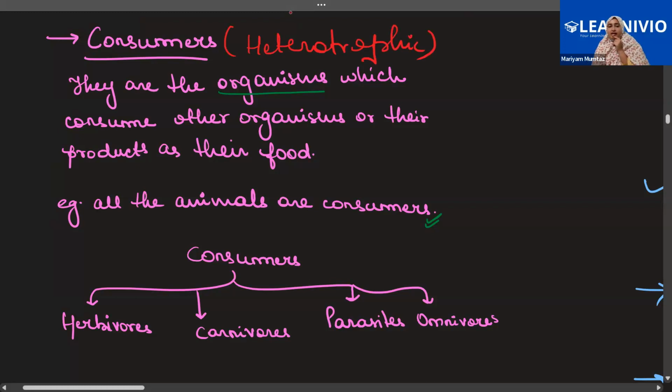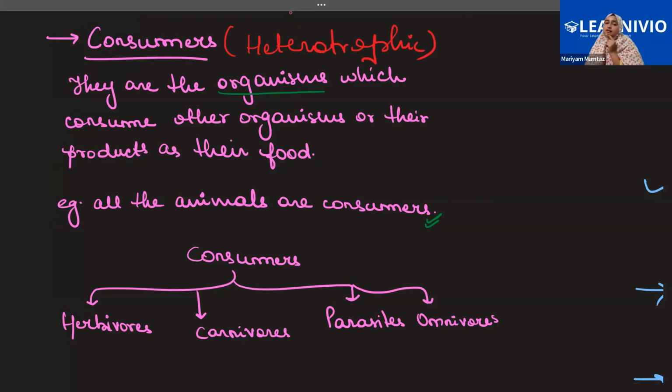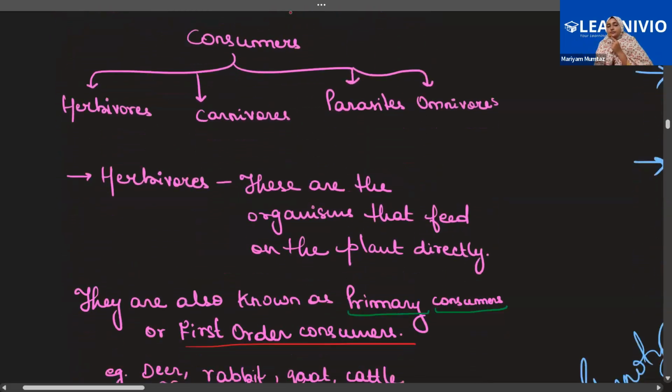Now, these are the organisms which consume other organisms or their product as their food, isn't it? We consume the plant products such as vegetables and fruits and all of that, but there are many organisms that feed on those organisms that feed on the plants, isn't it? Just like how a lion feeds on a deer because the deer feeds on the grass. So it's just like that. Now all the animals, they are consumers.